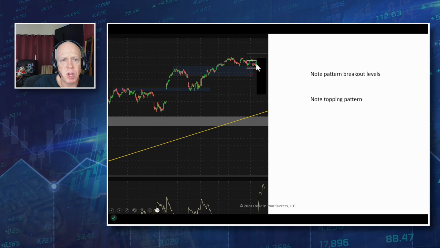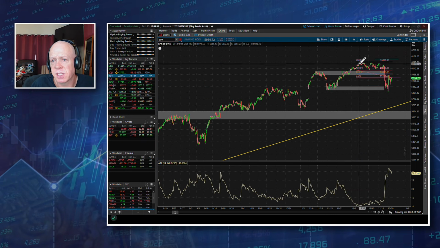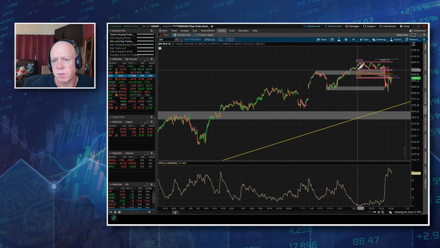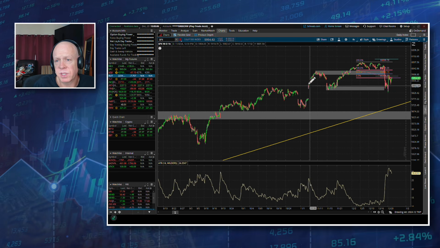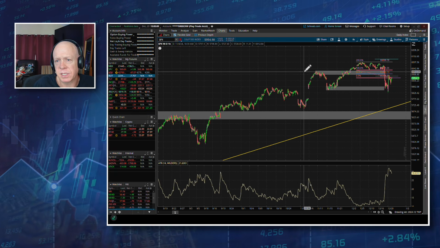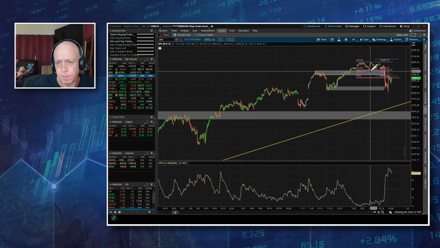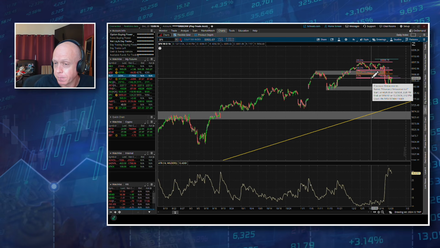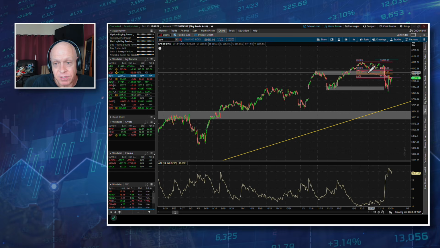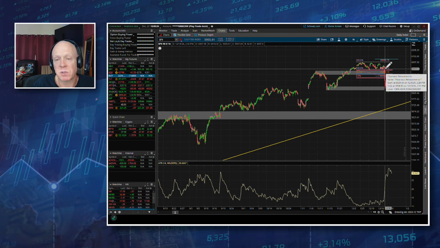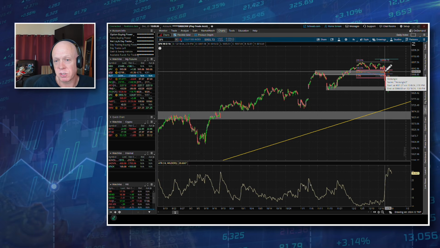So just noting a topping pattern here, I am projecting my price pattern target on a down move. The interesting thing in this particular setup is that I have a support level here, but I have a price pattern target that is below my support level. So if this breaks down, the first trigger is that it breaks down. It tells me that's going down.